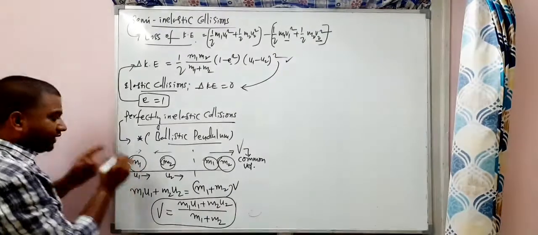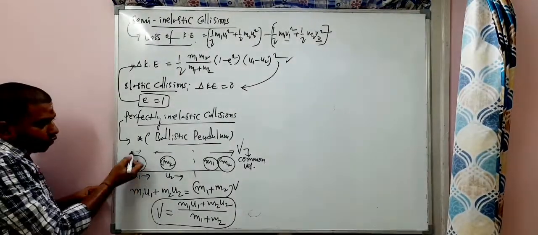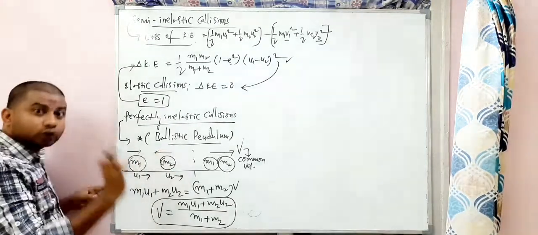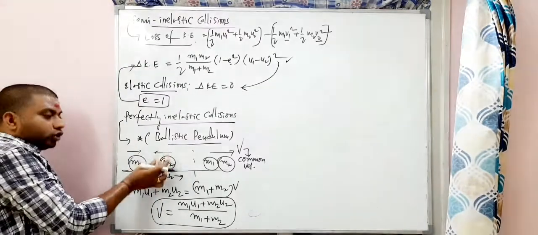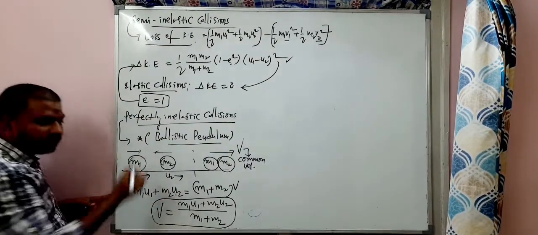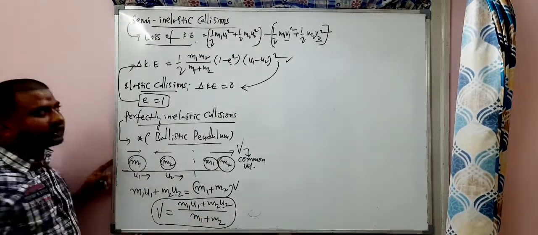Okay. Now, if you look carefully, imagine u1 is in this direction, and u2 is given in this direction. If u2 is given in this direction, u2 needs to be taken as negative. And here also this u2 needs to be taken as negative.